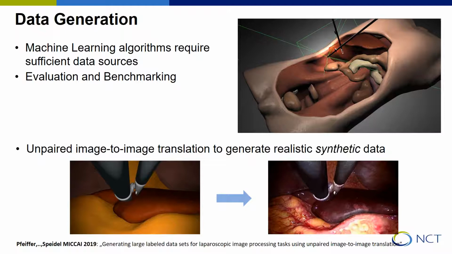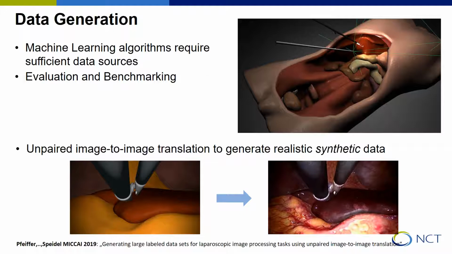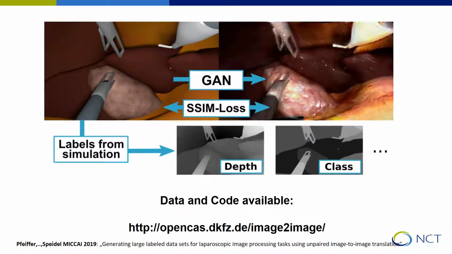So I continue with the data generation. We use unpaired image-to-image translation to generate realistic synthetic data. And this is possible even if the data is unpaired, so we don't know the direct mapping between samples in one domain to samples in the other domain. If we put additionally a certain kind of loss, it also enables us to control the style of the translation result. So in the end, we have increased diversity in the data set, different textures and so on. The data and code are available.